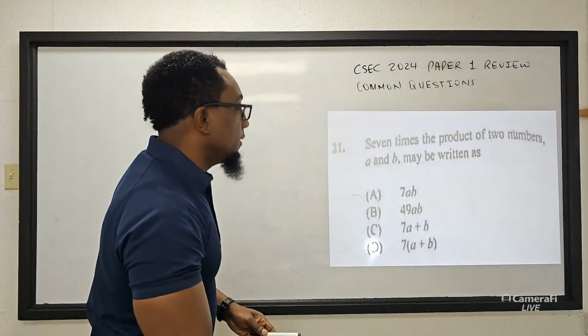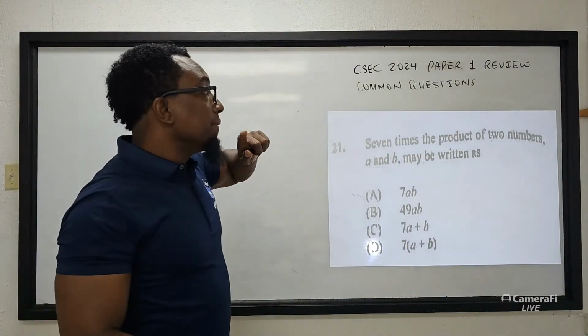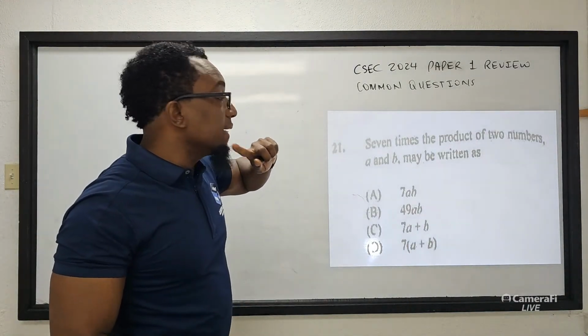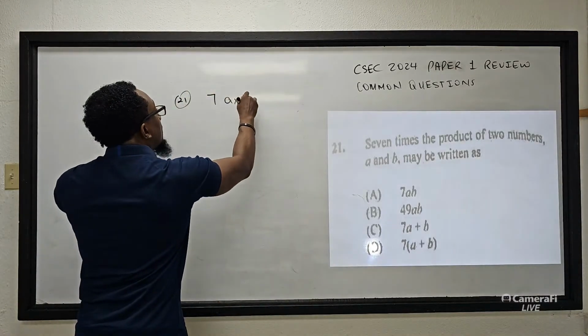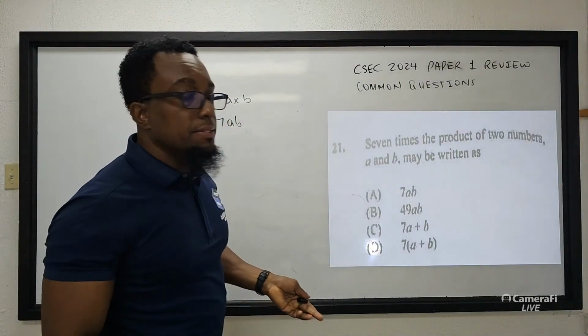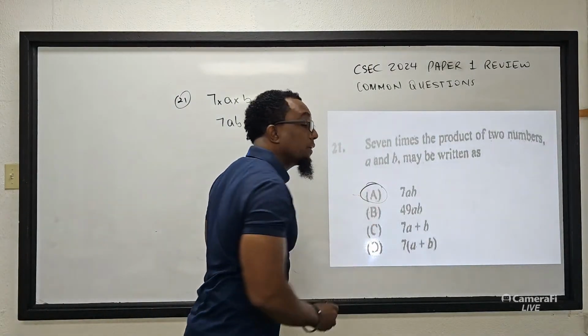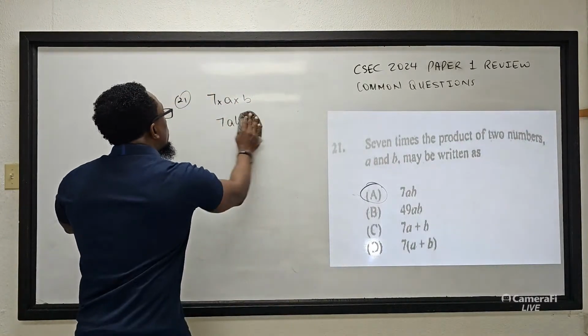Right, so 21, we have a straightforward and very common one. 7 times the product of two numbers A and B may be written as, so easy. 7 times the product of two numbers A and B, that's 7AB. Whose answer there is E? 21. Straightforward and very common question you see in the exam. Let's move on to 22.